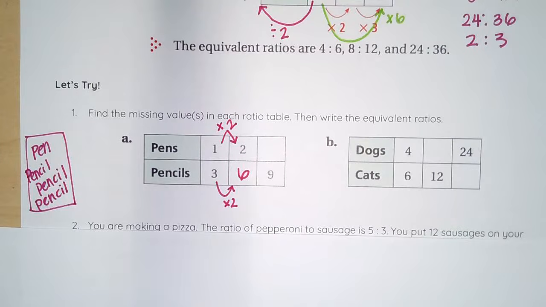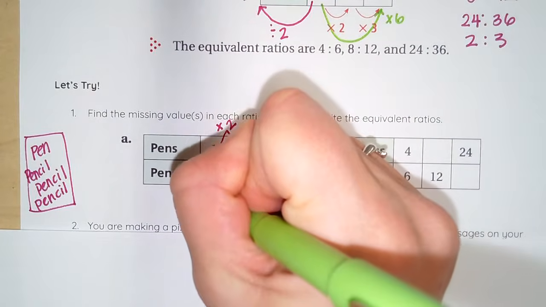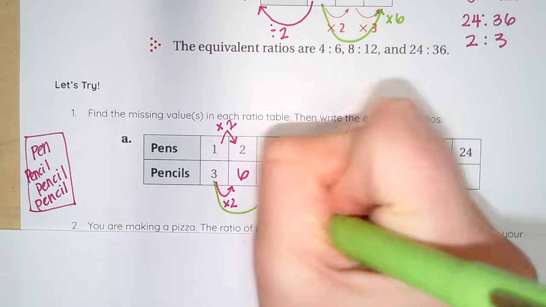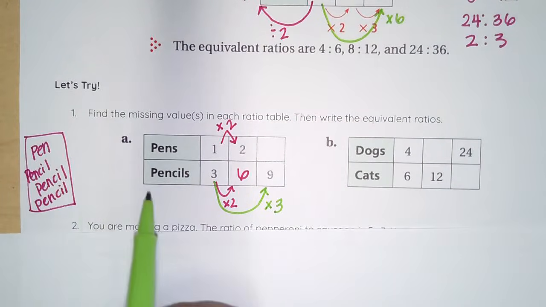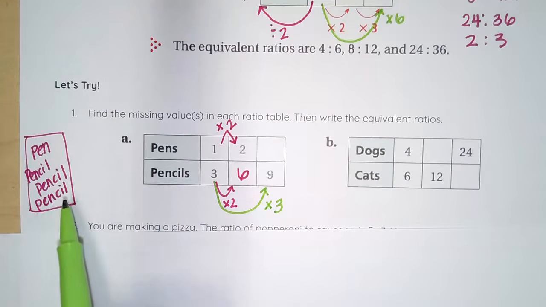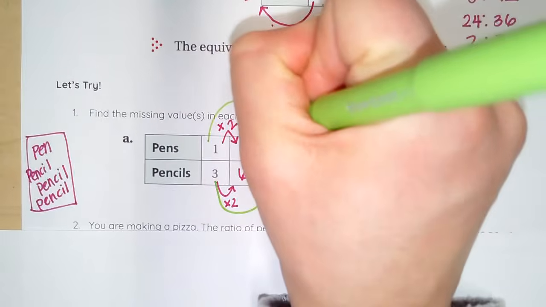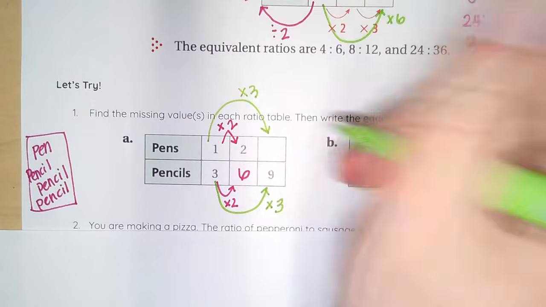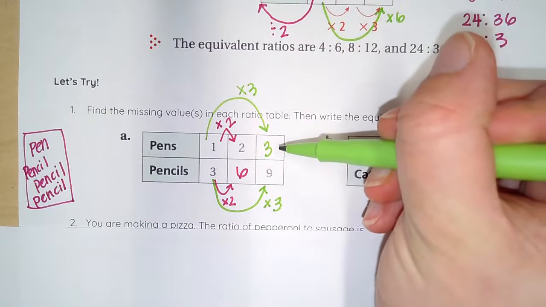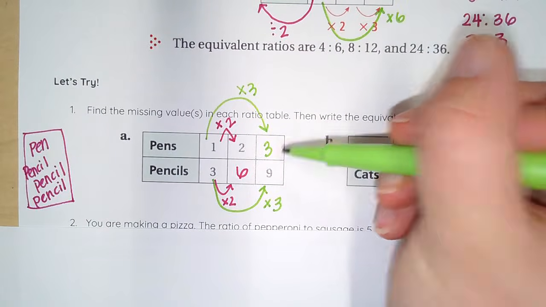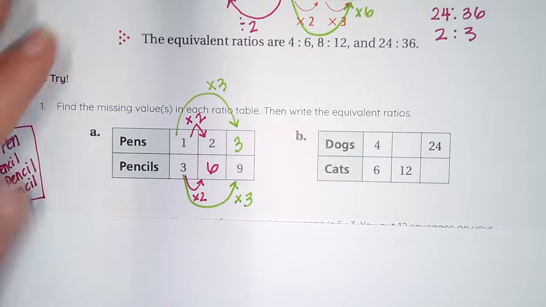So we've got 3. How do we get from 3 to 9? Well, we multiply by 3. So if I have 9 pencils in a set, that would mean I have 3 sets. I would multiply this by 3 as well. 1 times 3 is 3. So if I have 9 pencils, I have 3 pens. Let's do one more example here.